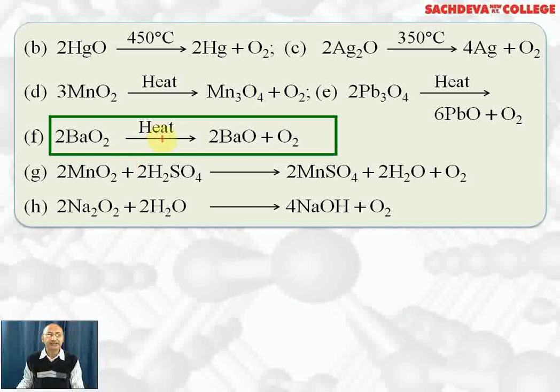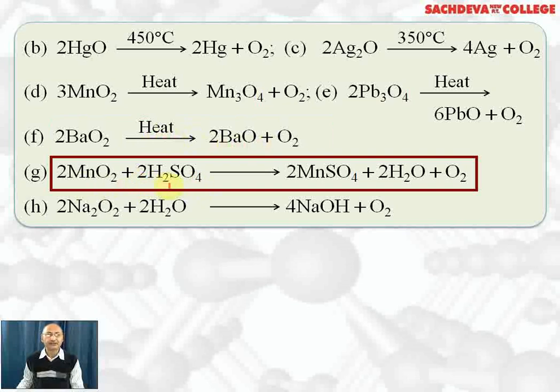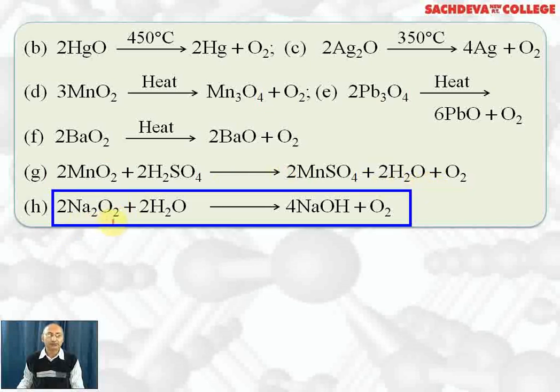Barium peroxide on heating gives barium monoxide plus oxygen gas. MnO2, if we treat it with sulfuric acid, will give MnSO4, that is, it gets reduced to Mn+2, and 2 water plus O2 are formed. Na2O2, sodium peroxide, when it reacts with 2 moles of water, changes to sodium hydroxide and oxygen gas is liberated.